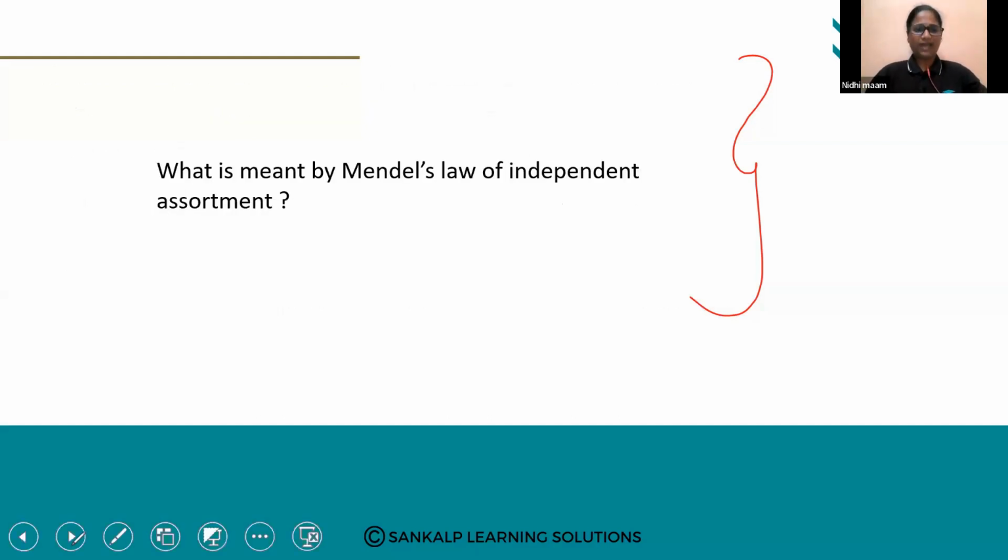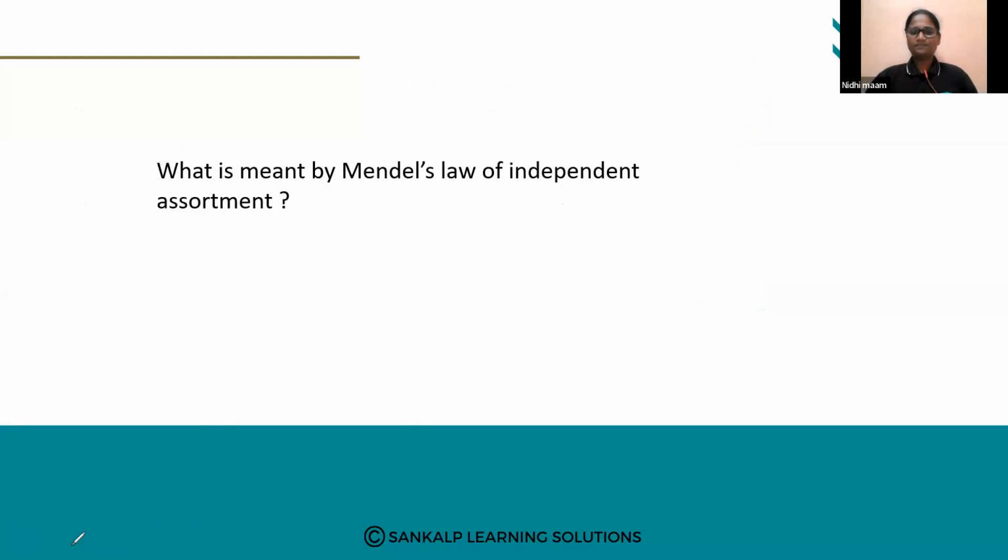What is meant by Mendel's law of independent assortment? Very easy. You have to just explain, describe the law. Law ide alva, adanna describe ಮಾಡಬೇಕು. What is meant by Mendel's law of independent assortment? Anyone who is going to answer this first? Yes, fast.